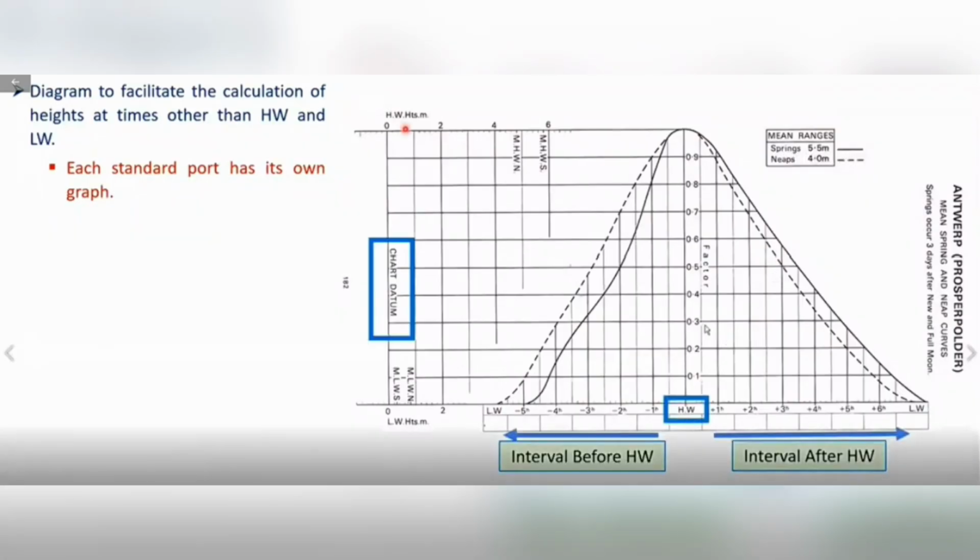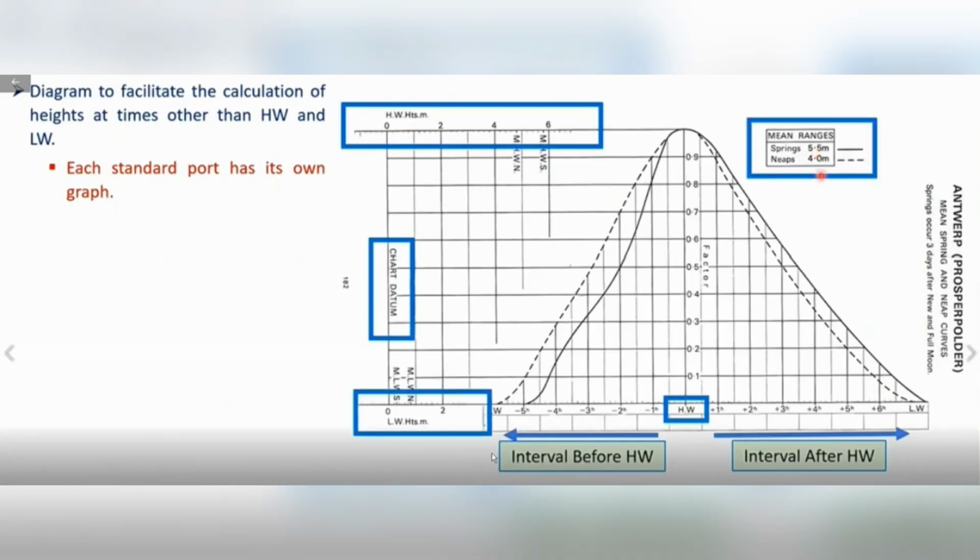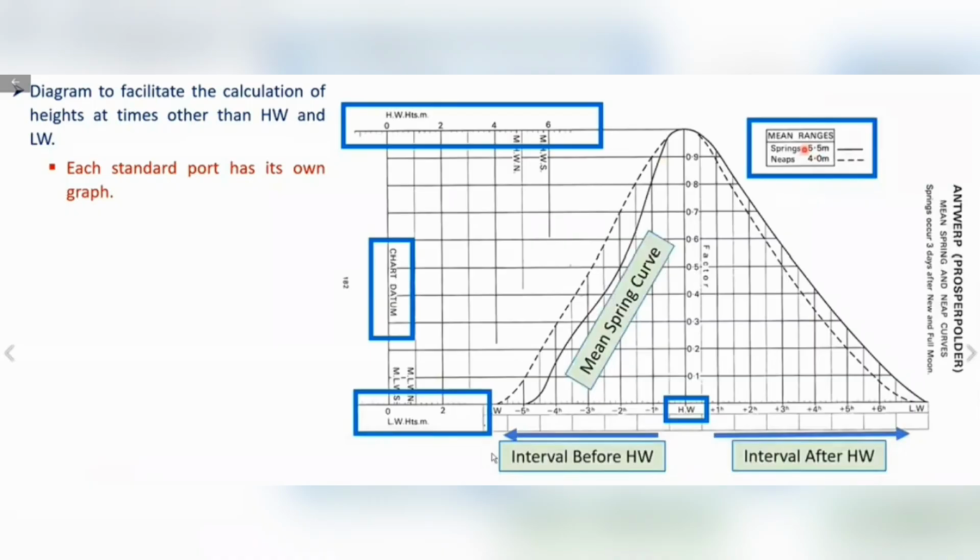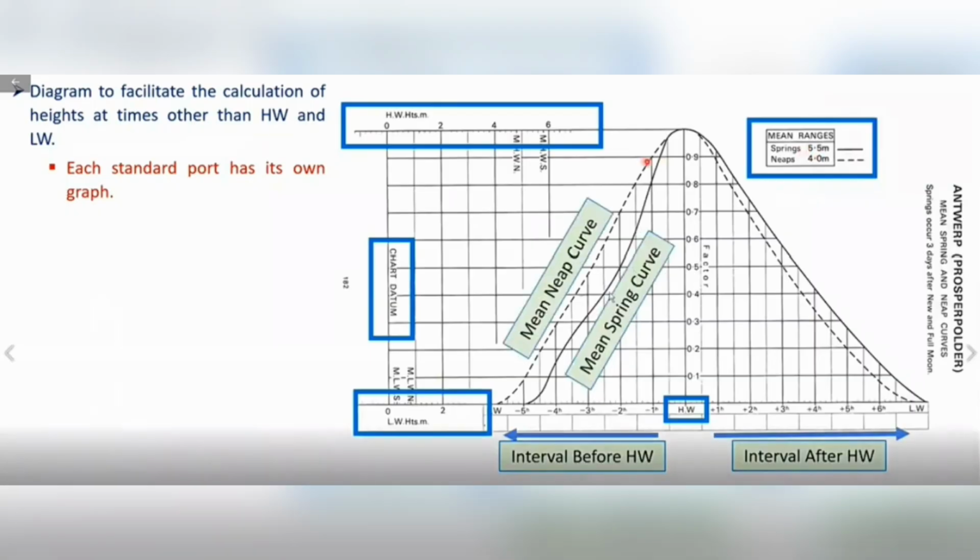Then different items which are given in this diagram. You have the high water time in the middle, plus shows interval after high water, minus in the values shows interval before high water. Then you have a scale on top, that's the high water scale. You have a scale at the bottom, that's the low water scale. Mean curve is solid line, spring curve is solid line, and the NAPE curve is the dotted line.